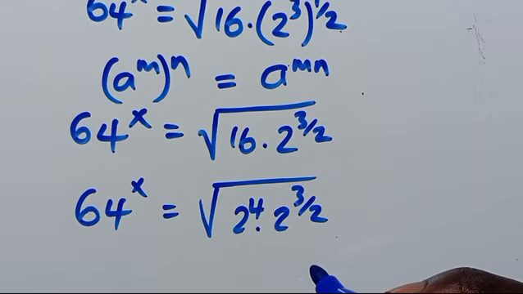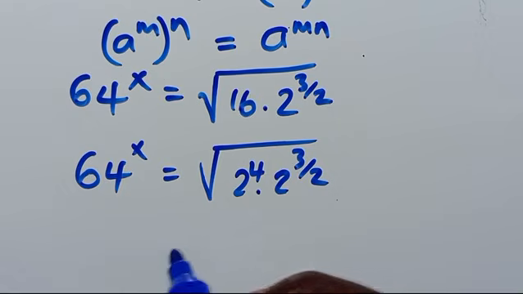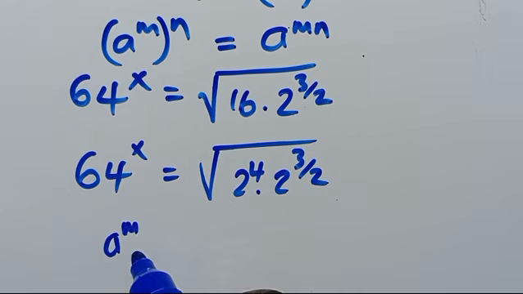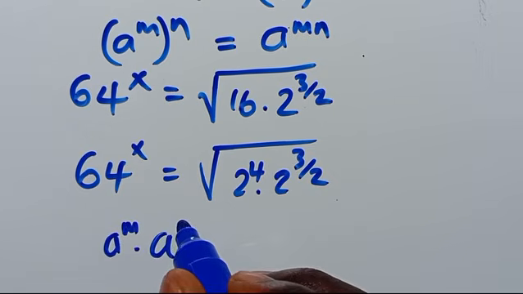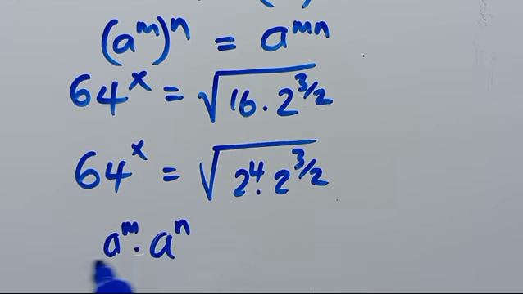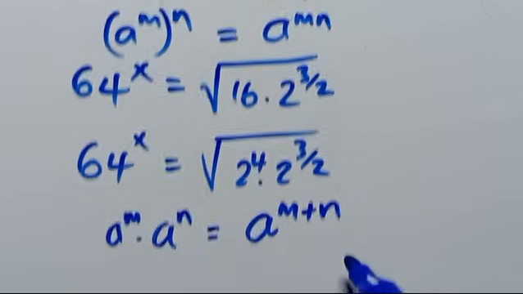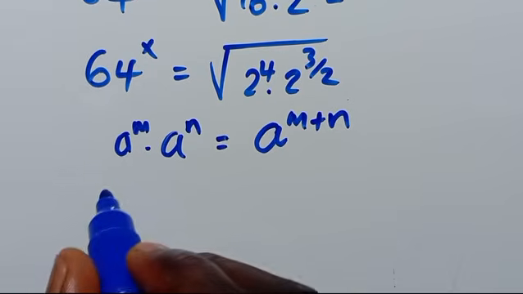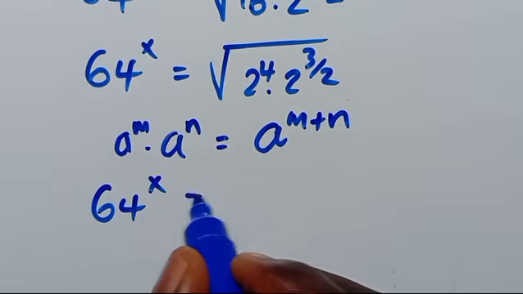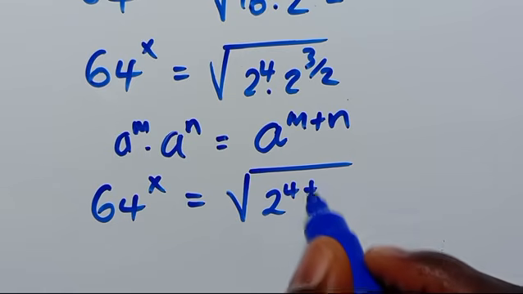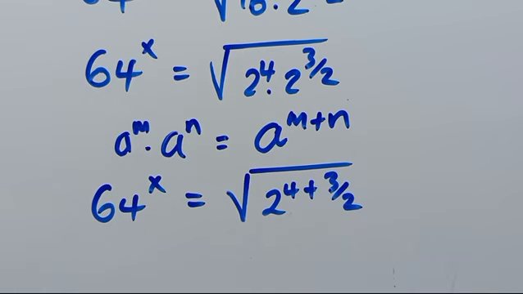Then mind you again, from the law of indices, when you have a raised to the power of m times a raised to the power of n, that is the same base with different powers, the law says we should add the powers together by taking one base, a to the power of m plus n. So from here we have 64 to the power of x equals root of 2 to the power of 4 plus 3 over 2.